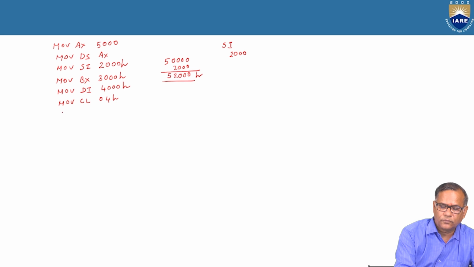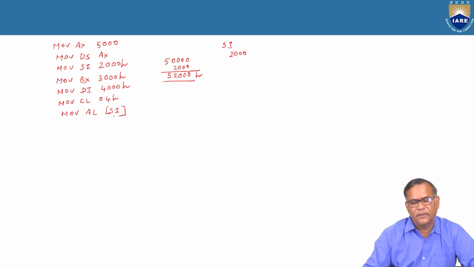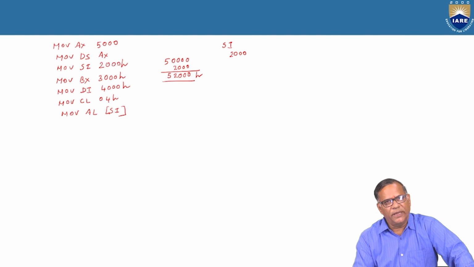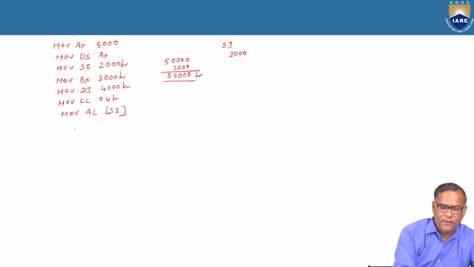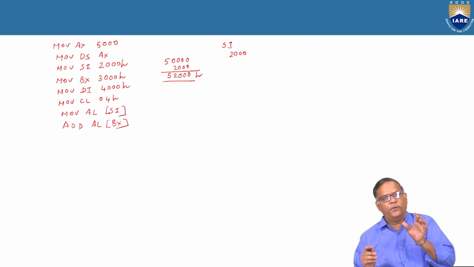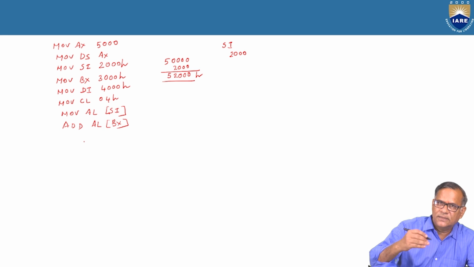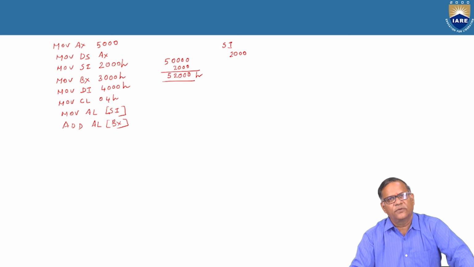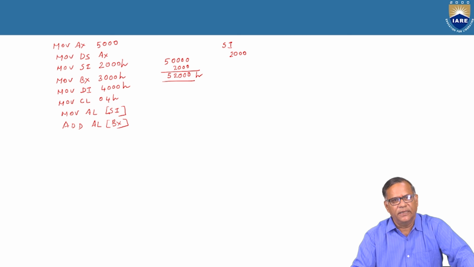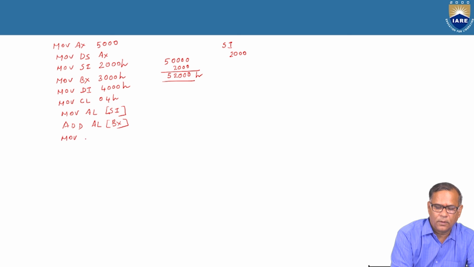Next, move AL, [SI]. So I am moving the contents of memory pointed to by SI to AL. Then add AL, [BX]. So I am going to add the contents of the AL register with the contents of the memory location which is pointed to by BX. Then this has to be stored in the memory location which is pointed to by the DI register, the destination index register. So move [DI], AL.